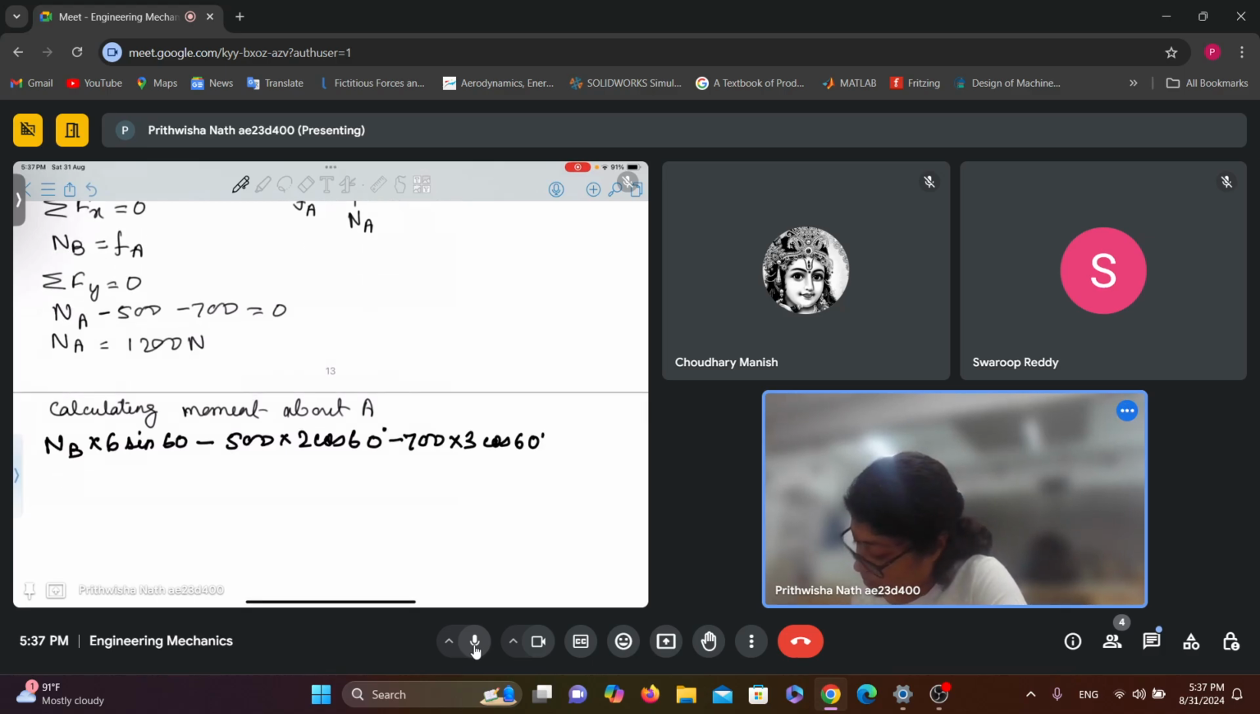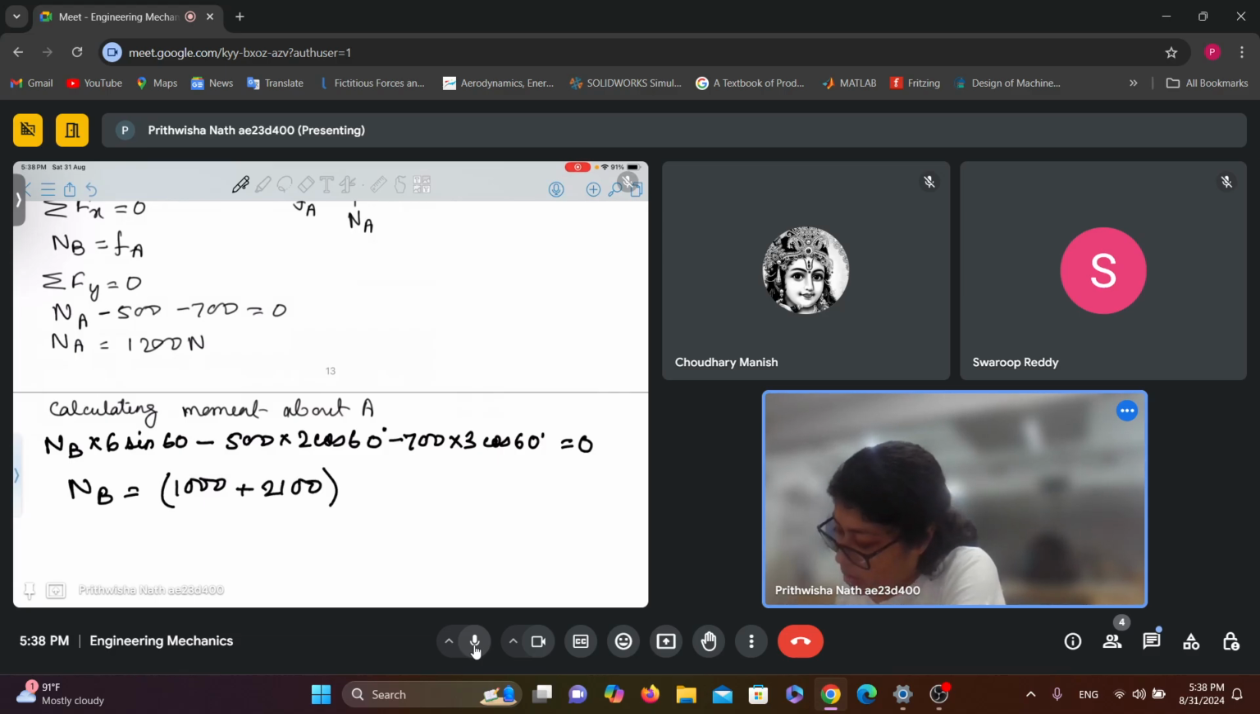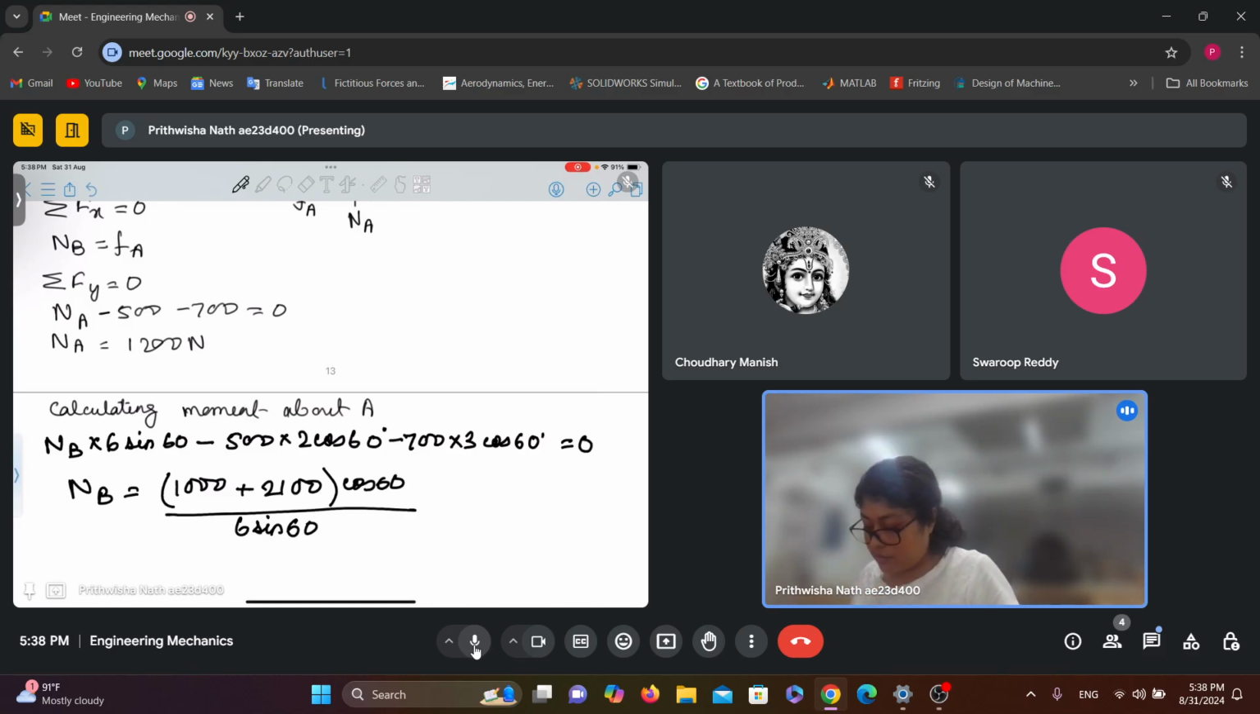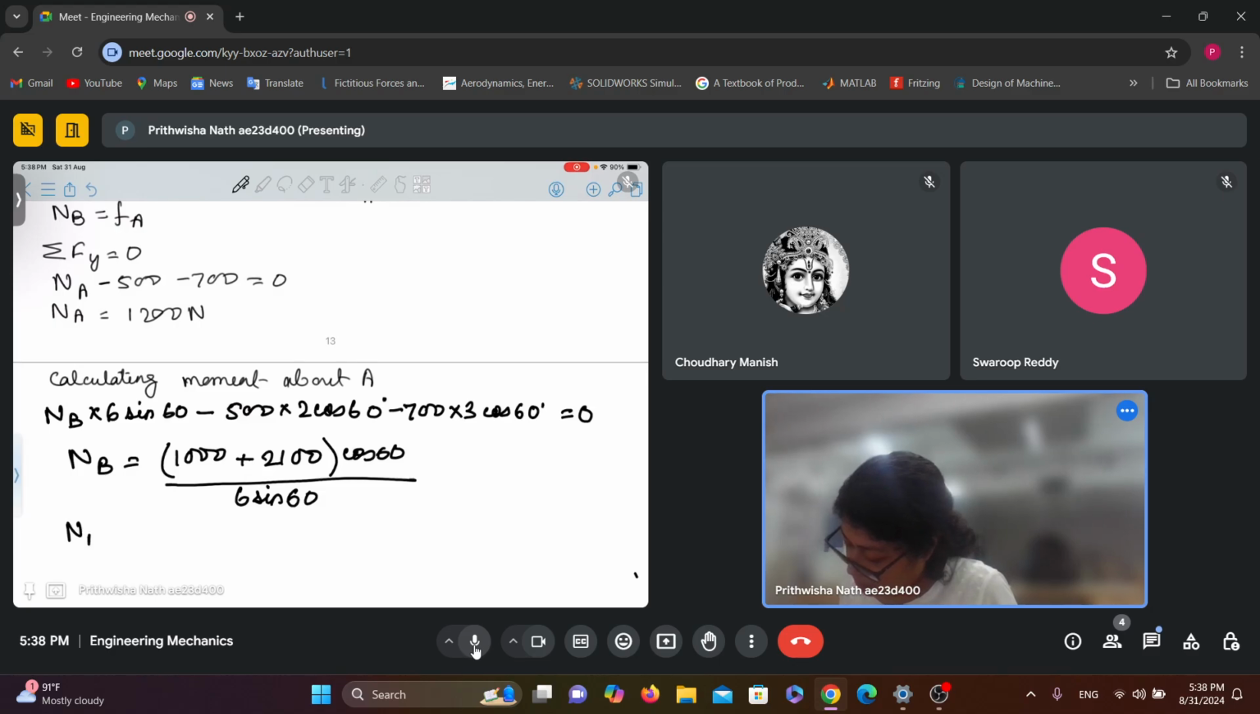So from here NB is equal to (1000 plus 2100) into cos 60 divided by 6 sin 60. So this comes out to be 298.297 Newton.